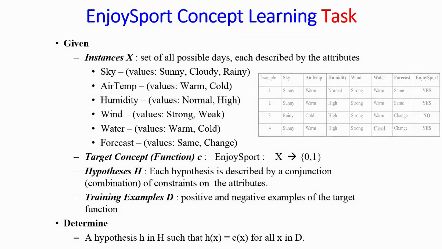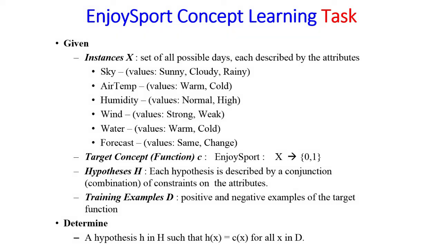The target concept is small c. In Enjoysport, the target concept is a Boolean value. Either it is a 0 or 1. It will indicate whether the person will enjoy the sport or not.